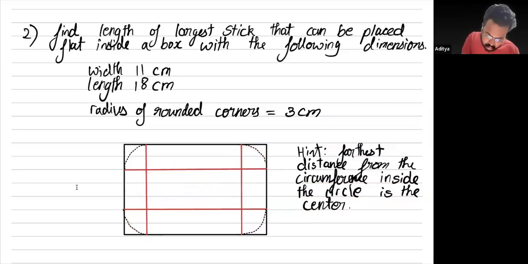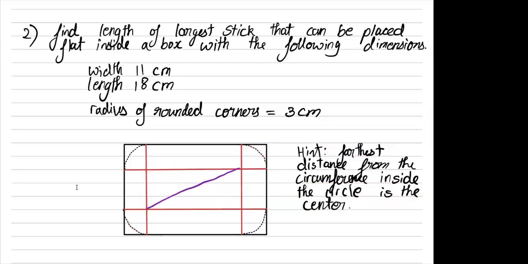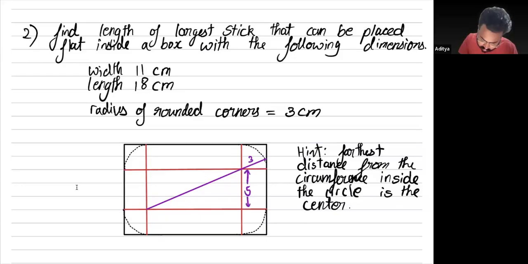All you need to do is find the distance. But how to join? We have provided the radius. Correct. So the radius is provided, and we can find the diagonal of the inner rectangle. That will be 5 and the other will be 12. Correct, very good.